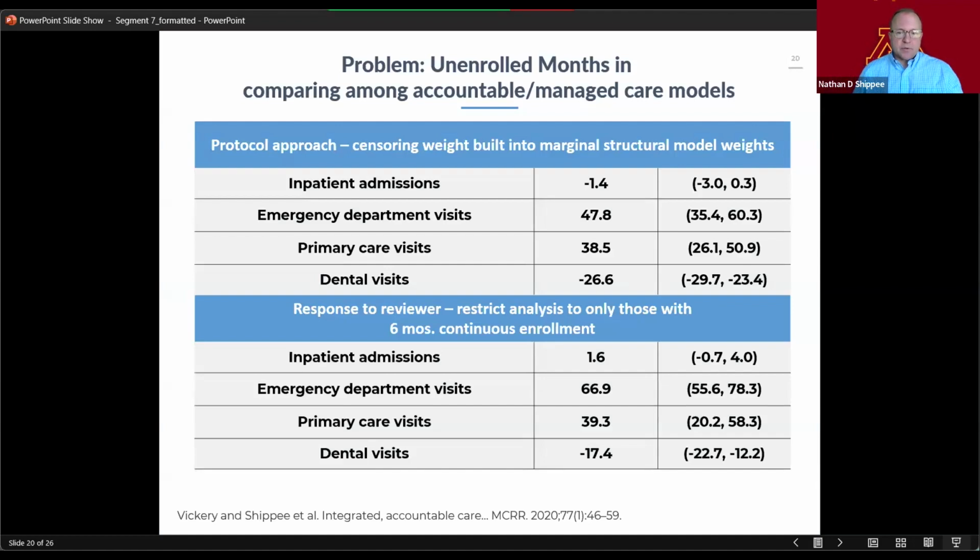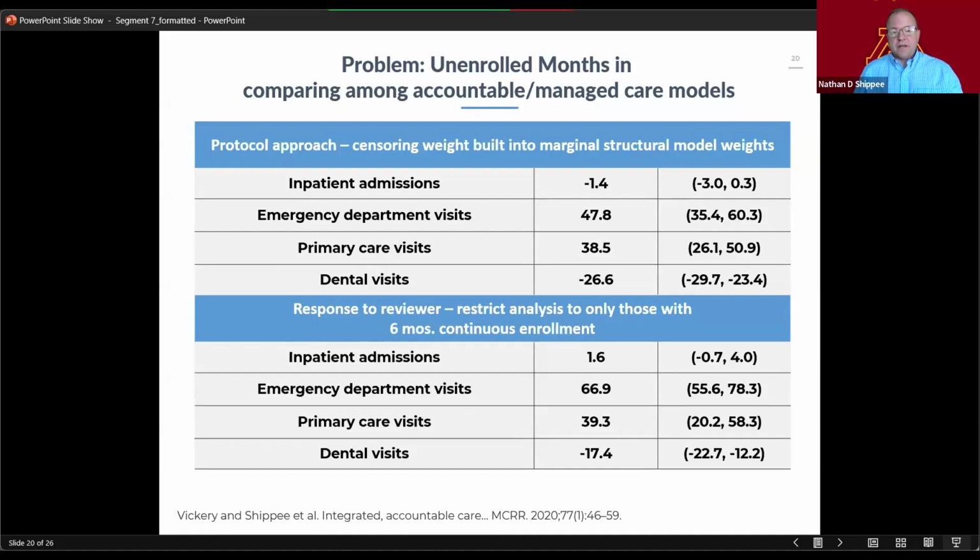So here's one example of looking at a comparison of different managed care models, or different combinations of managed care plans, in the rates of utilization outcomes. This is actually from the paper I think I mentioned yesterday. And there were different ways that we modeled this. So to jump way to the end, we were looking at inpatient admissions, emergency department visits, primary care, and dental visits.